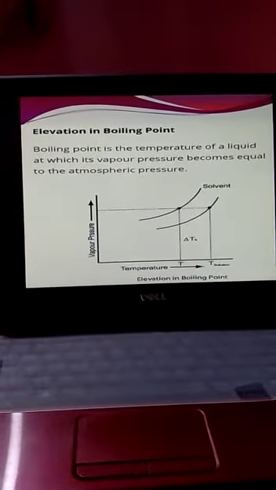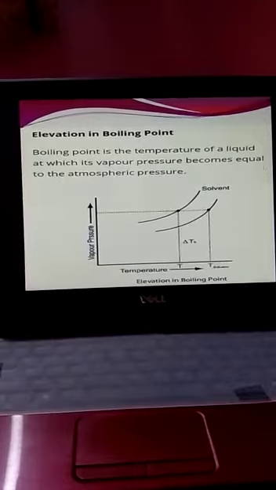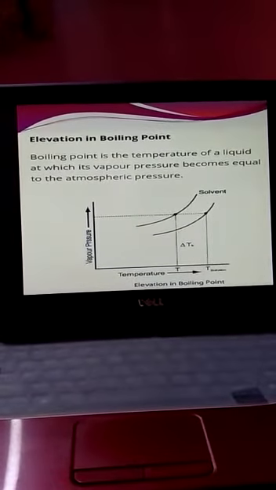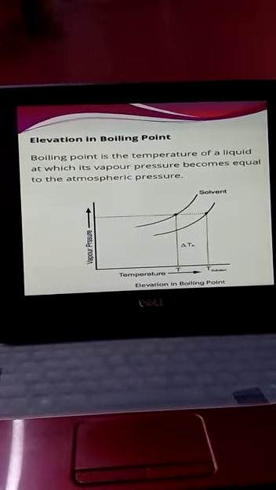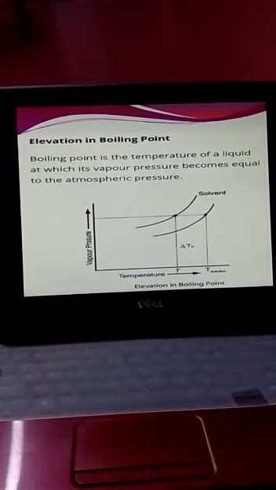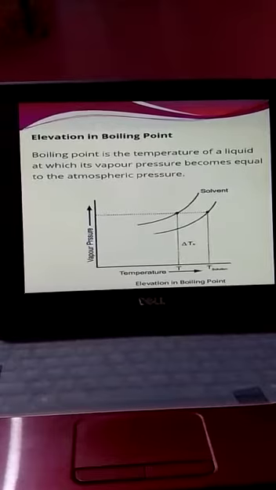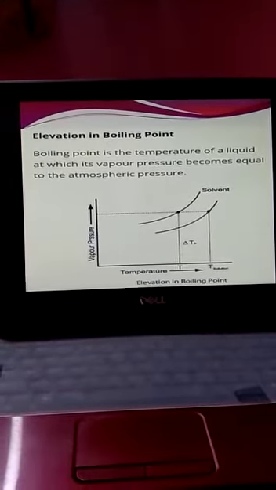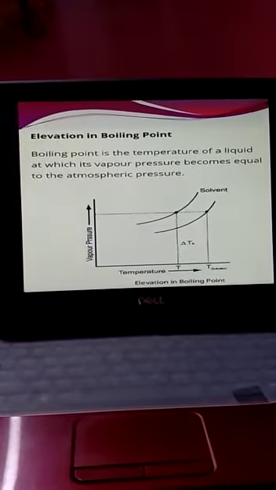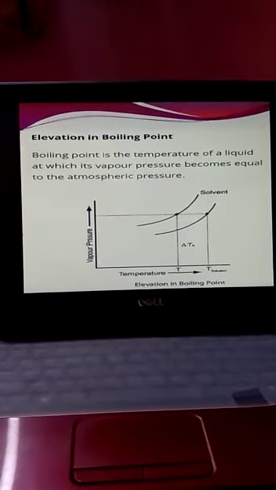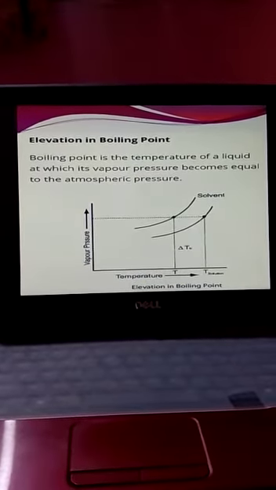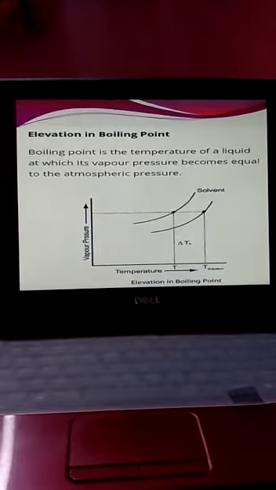The second colligative property is known as elevation in boiling point. Now we know that when a non-volatile solute is added to the solution, it causes a lowering in vapor pressure. Due to the lowering in vapor pressure, the boiling point of the solution increases. This increase in the boiling point is known as elevation in boiling point.